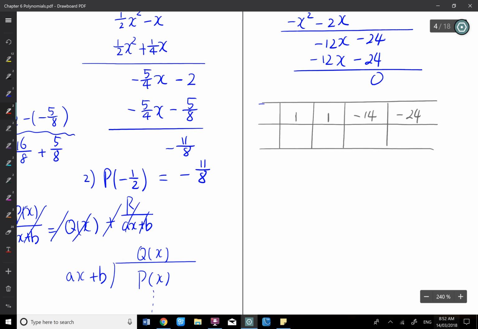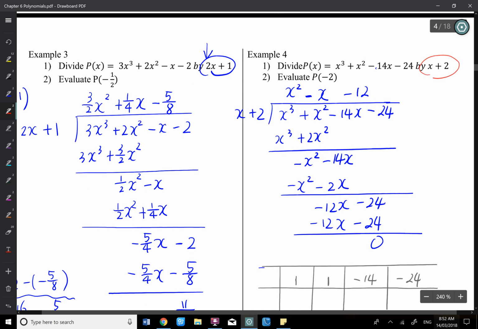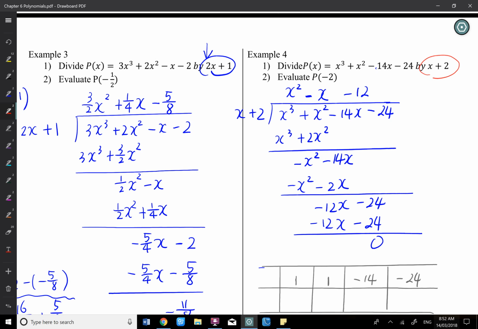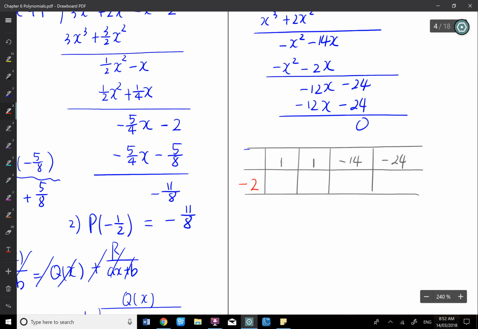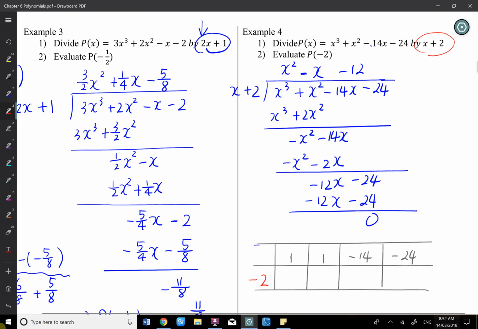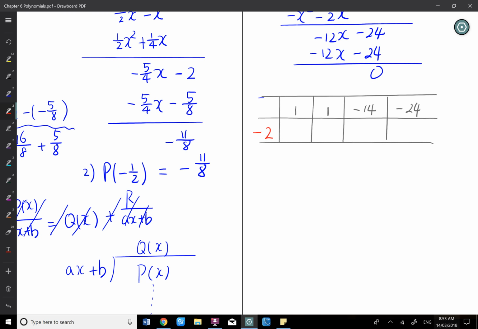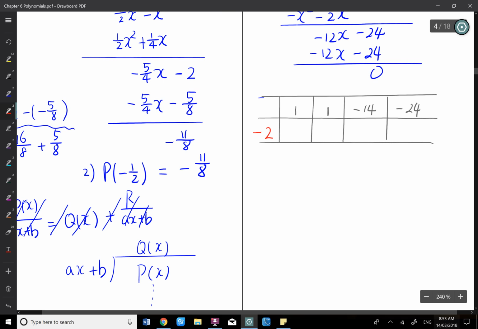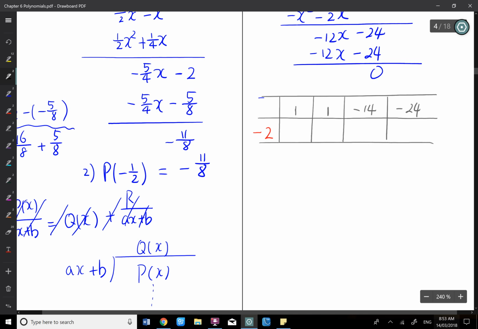Okay, next thing is I will write in the second row the number that makes what you're trying to divide by become 0. So in this case, we're going to put negative 2, because that's the number that makes what you're dividing by become 0. So basically you solve x plus 2 equals 0, what does x equal? X equals negative 2, so you put negative 2 in this spot here. And now for the other 4 boxes, we need to do calculations to fill them in. So the first box is always the number above it, directly copy the top number. So that's a 1.